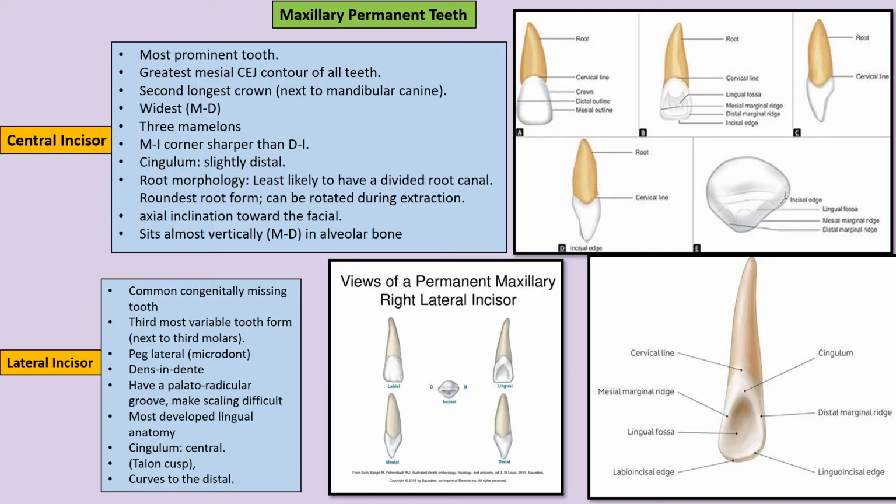3 mamelons, right? Mamelons represent each lobe. So there are 3 lobes that make the facial surface of anteriors, so there will be 3 mamelons. Mamelons are found on newly erupted permanent teeth, but as we age, with attrition, these mamelons should disappear. If you still have mamelons, that's a sign of malocclusion. The disto-incisal corner is rounded, as you can see, and the mesio-incisal corner is sharper.